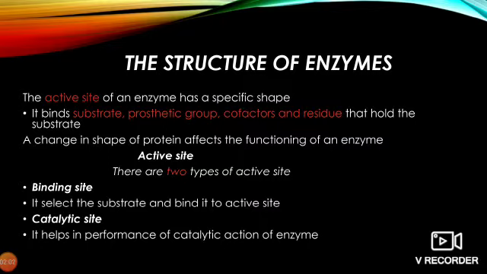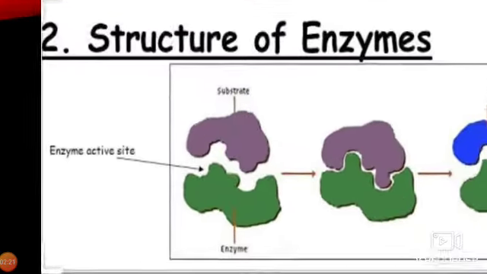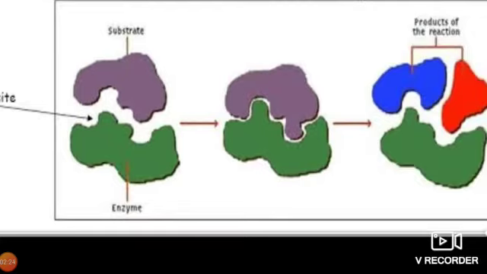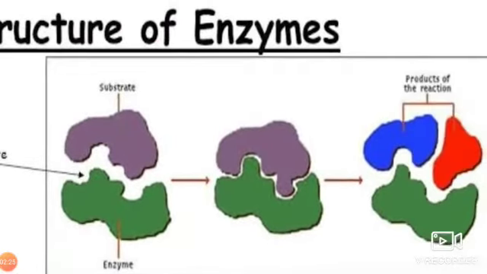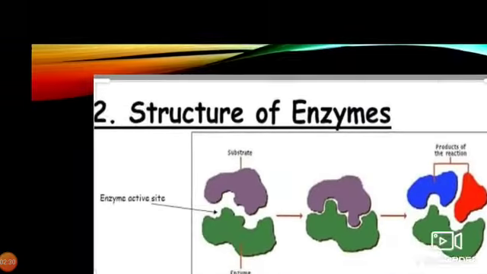Active sites: there are two types of active sites, binding sites and catalytic sites. What are binding sites? They select the substrate and bind it to the active site, while the catalytic sites help in performing the catalytic action of the enzyme. Here in the image, we have very clearly the enzyme, active site, substrate, and products of the reaction as a result of the reaction.